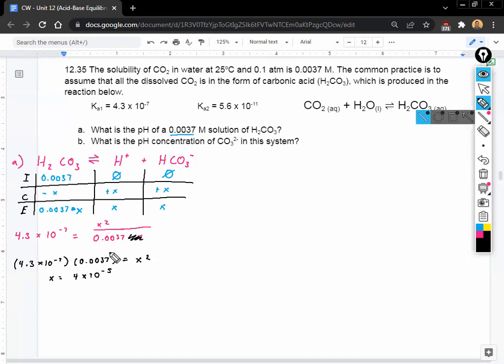Okay, so that's going to be what we put in for the concentration of H plus at equilibrium. So from here, we just need to plug it into the pH formula. So pH is equal to the negative log of the concentration of H plus, which is going to be 4 times 10 to the negative 5. That'll give us a pH of 4.4.